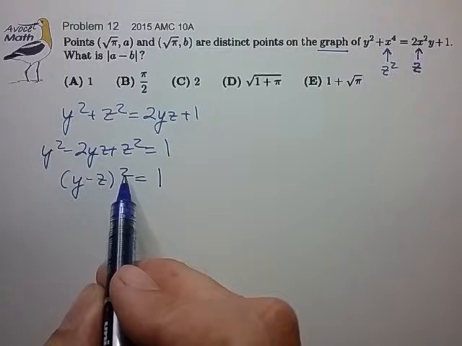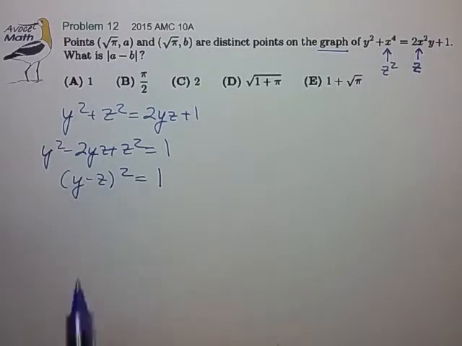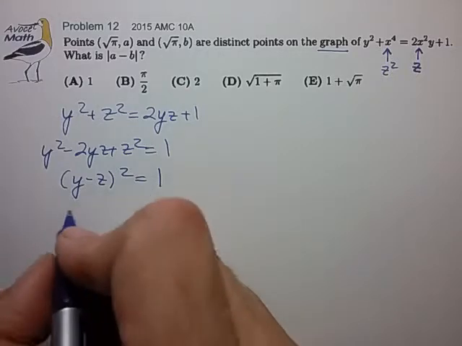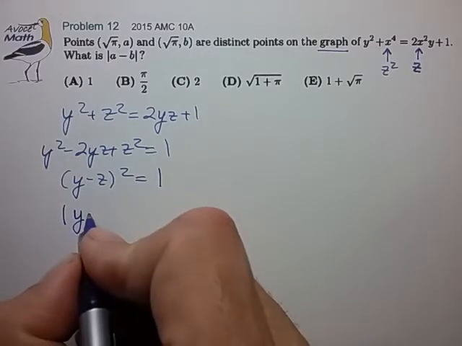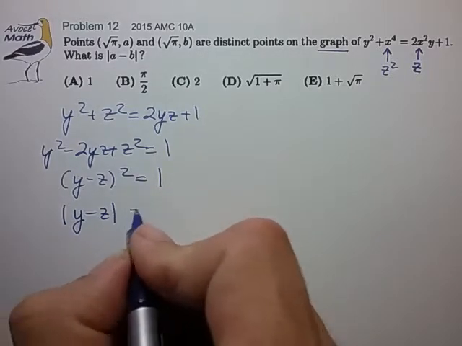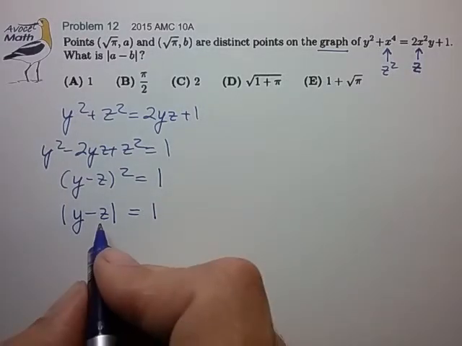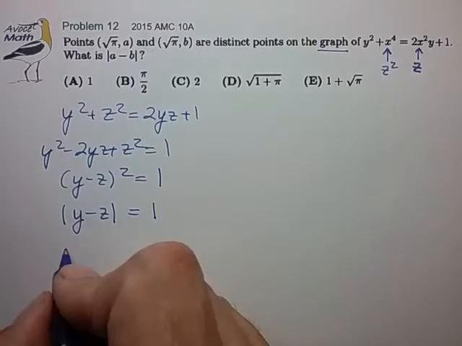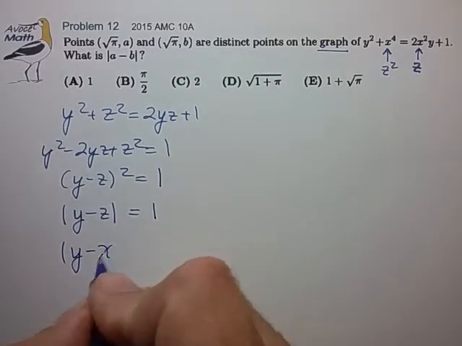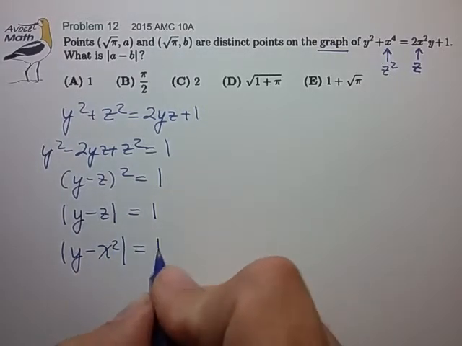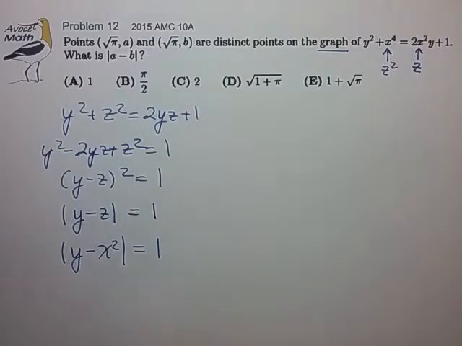And anytime you have a square, you can always take the square root to generate an absolute value sign. So let's do that. Let's take the square root of both sides. And now we know that the absolute value of y minus z is equal to 1. And that looks pretty good. So let's substitute the x squared back into this expression. Y minus x squared absolute value sign equals 1. So this looks very encouraging.